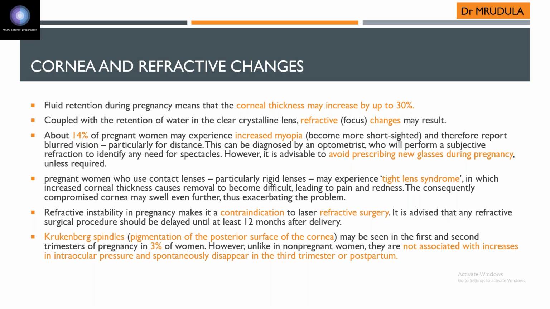What do you mean by tight lens syndrome? Because of the increased corneal thickness, the removal of the rigid lens becomes difficult, which leads to pain and redness. Also, the compromised cornea may swell even further because of the tight fit of the lens, which will only exacerbate the problem. So it is tight lens syndrome because of increased corneal thickness.